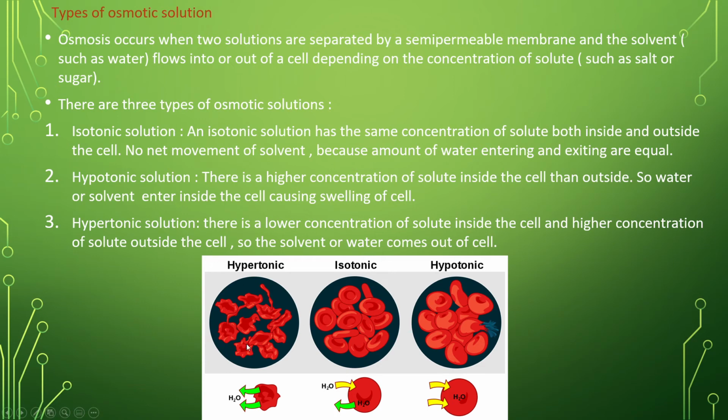Now the hypertonic. Hypertonic means there is a lower concentration of solute inside the cell. That means within the cell there will be lower concentration of solute, and if the concentration of solute outside the cell is higher, then the solvent will come out from the cell. You can see that water is released from the cell, and after some time the cells or the system will be shrunken or small in size. That is why it is called a hypertonic solution.